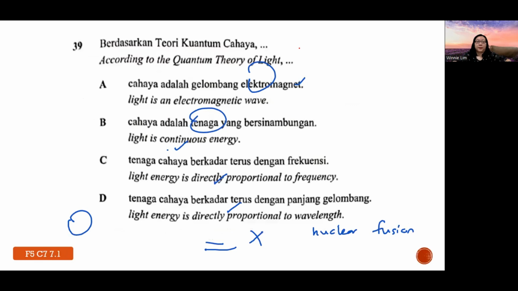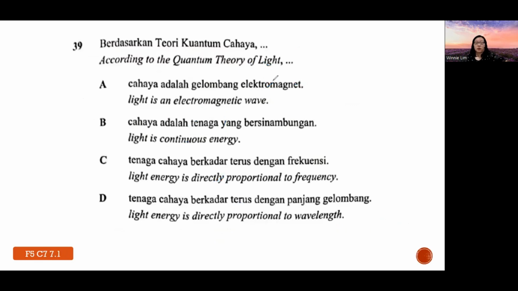Question 39. According to the quantum theory of light. So under the quantum idea, actually light exists as what? As a particle, light behaves like a particle. So we name them as photons.